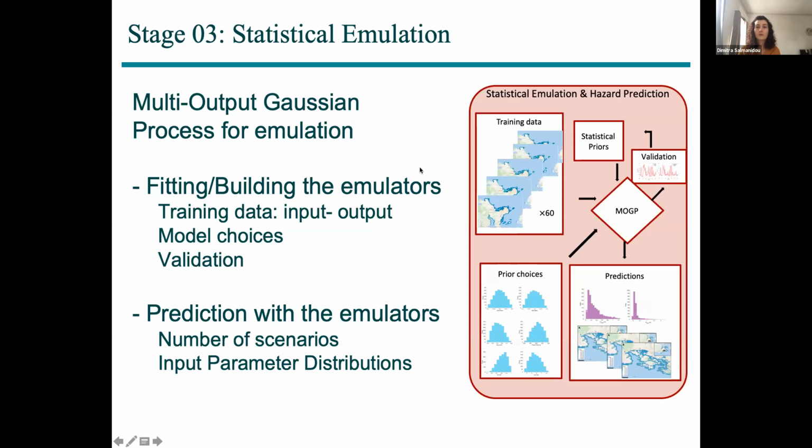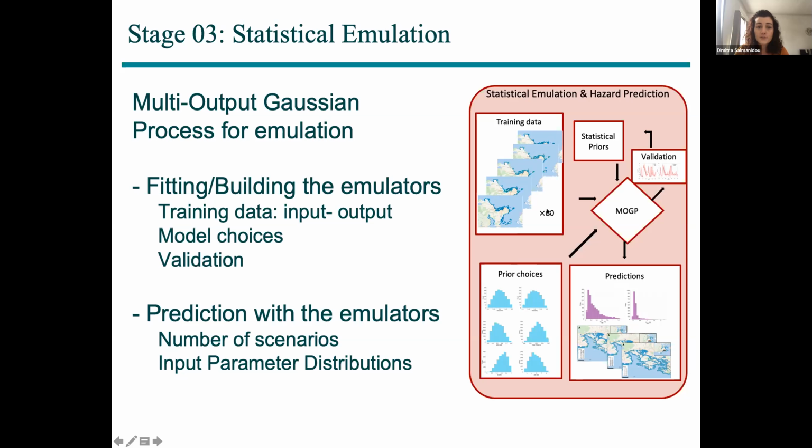So for building the emulators, we're using a multi-output Gaussian process. And the benefit of this process is that we can build several emulators in parallel, assuming that each independent emulator is fit to its output. And the process can be divided into 2 parts: the fitting and building of the emulators, and the prediction with the emulators. So the first part involves the training data.